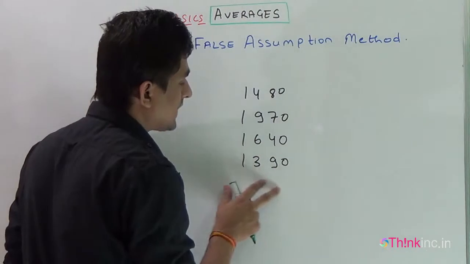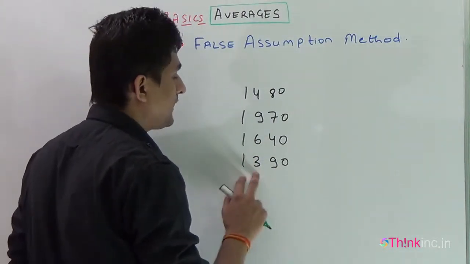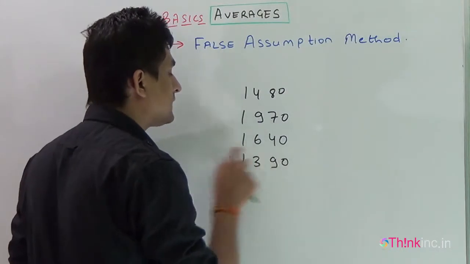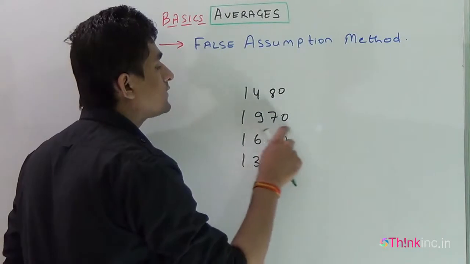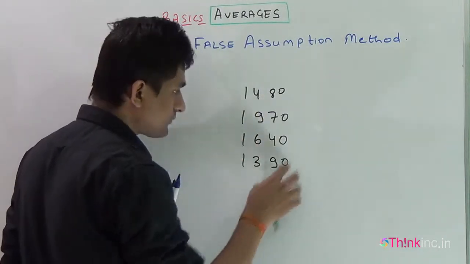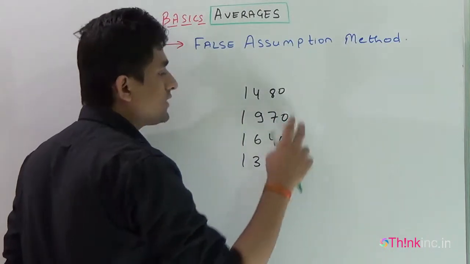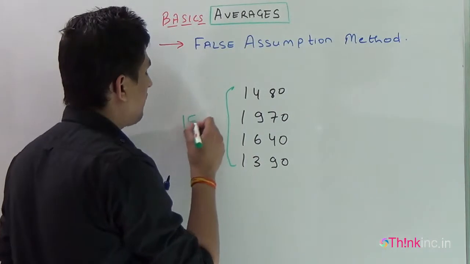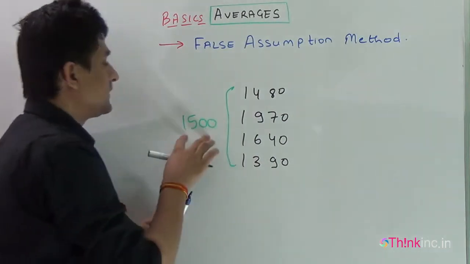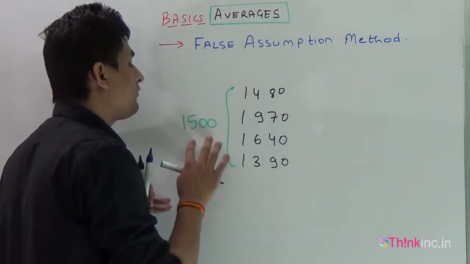We must first check which is the lowest number in the observations. In this observation, the lowest number is 1390. And then we check which is the highest number, and the highest number is 1970. Then we assume our average in between them. So here I am assuming my average to be 1500. This is the assumption that our average can be 1500.